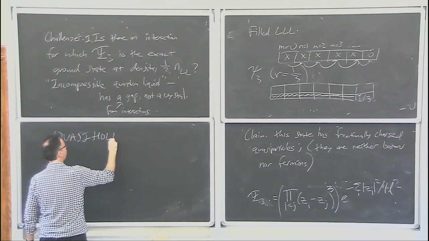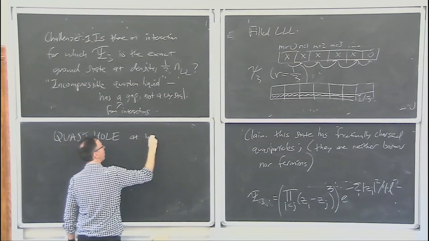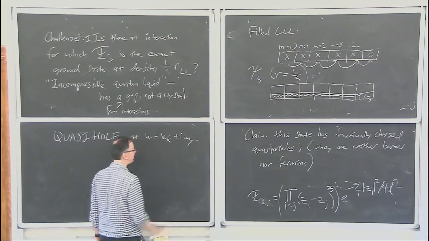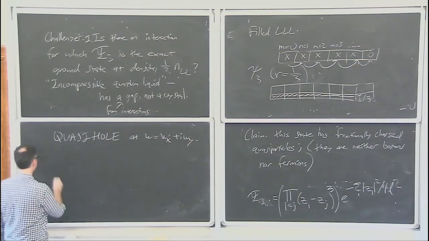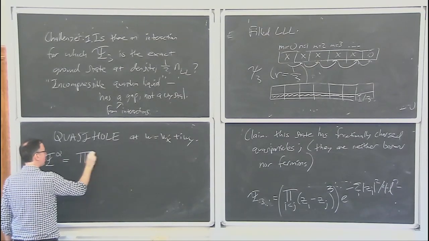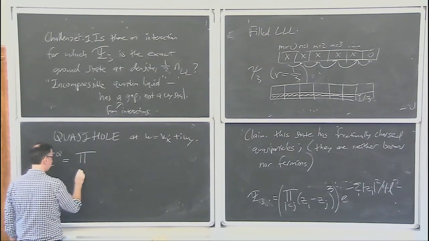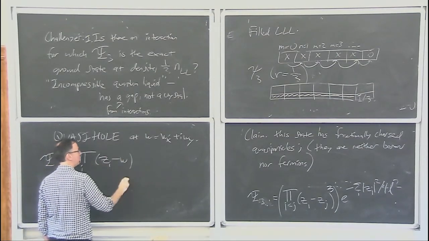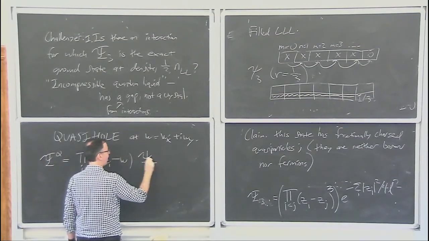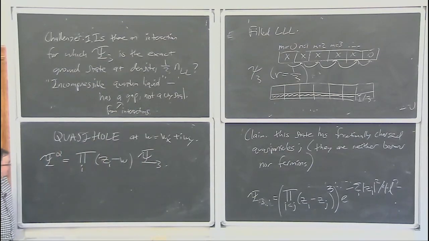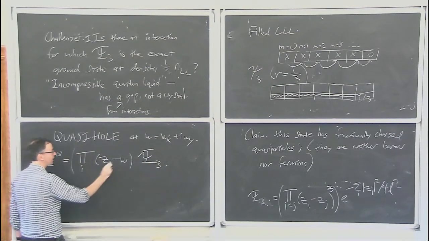A quasi-hole at W, some location in the plane. It's easiest to take it at the origin, but let's write it in general. All I want to do is add some factor, the product over i of (z_i minus W), times psi 3. So that seems awfully simple. But let's think about what it did.